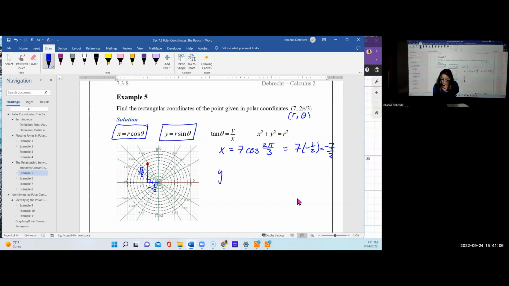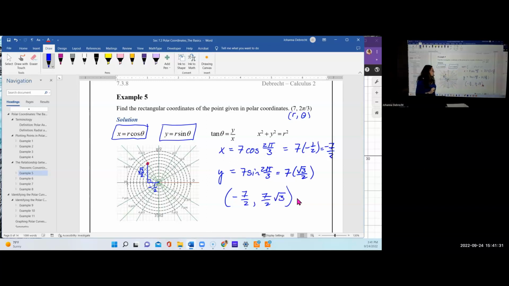And then I find the y coordinate using the other equation. So I have 7 times the sine of 2 pi over 3, which turns out to be 7 times the square root of 3 over 2. And that becomes my y coordinate. So I have negative 7/2 or negative 3.5 and 7/2 the square root of 3. And those are the coordinates in the rectangular coordinate system.